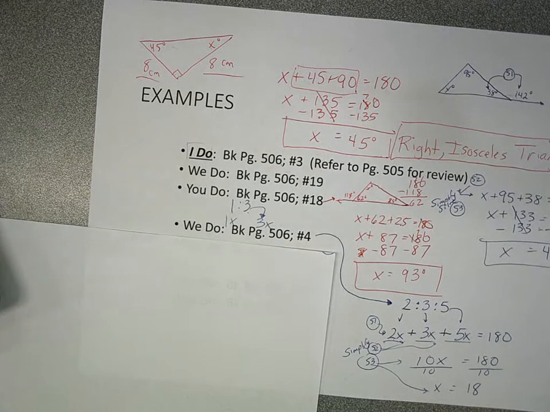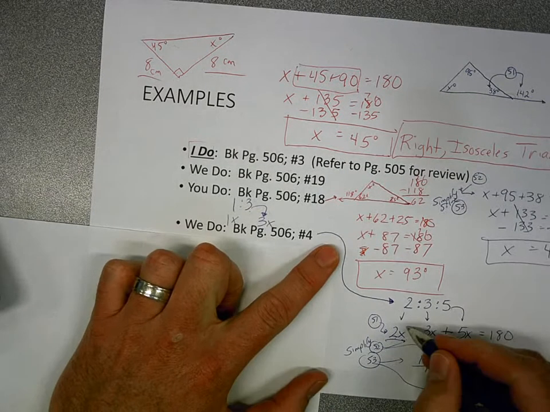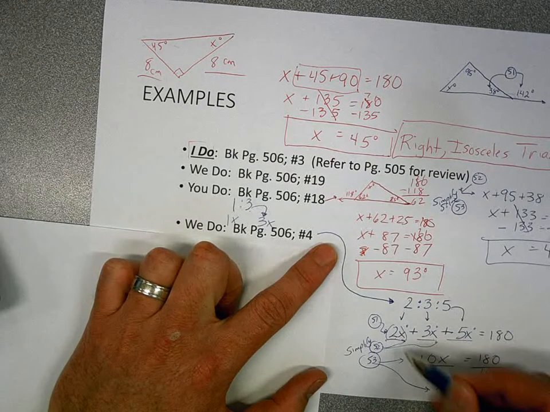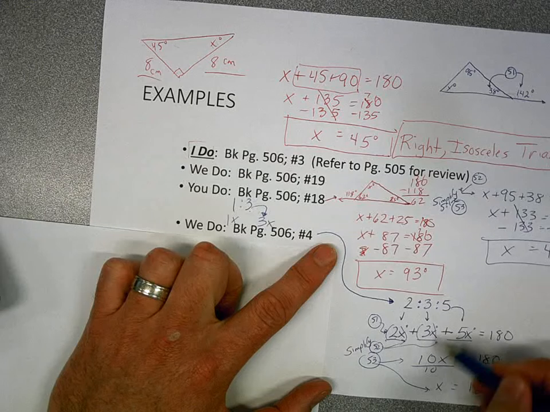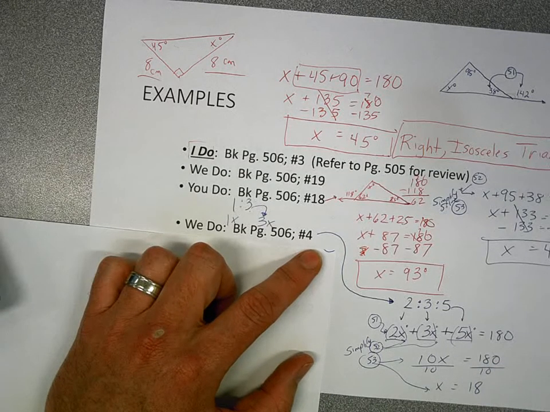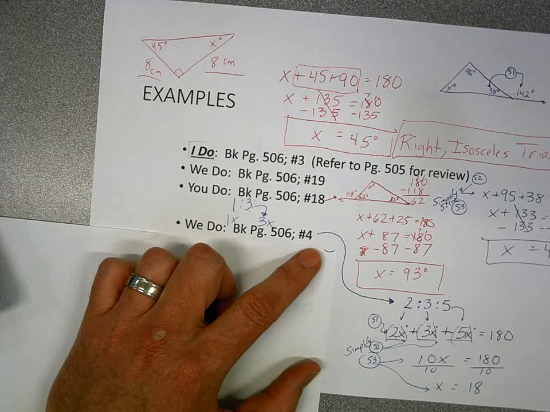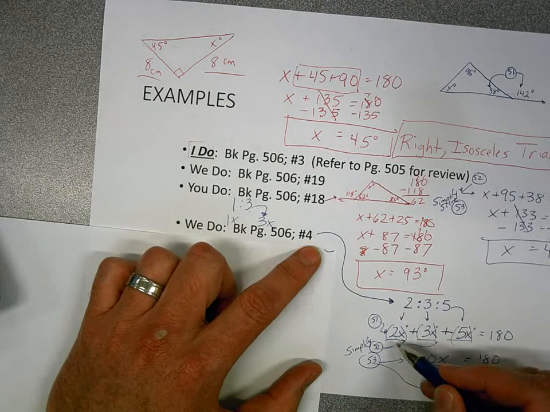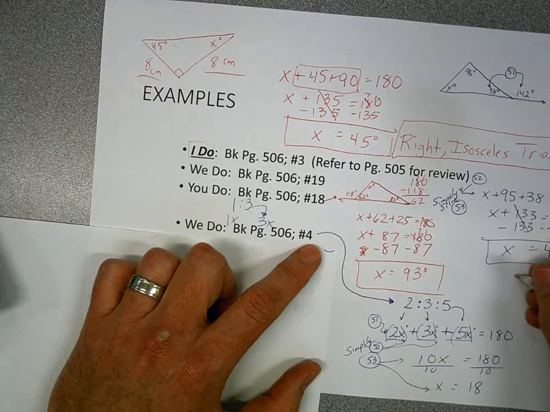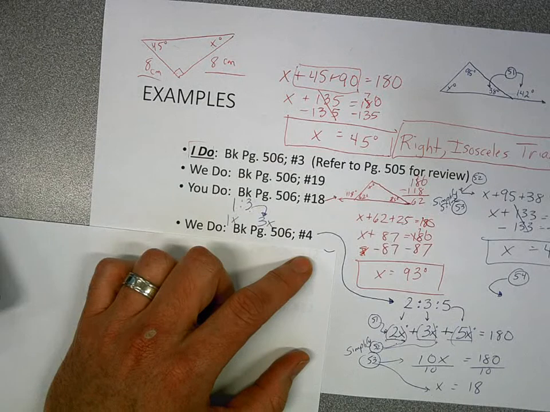Now here's the thing. It says, what are the measures of the angles? We just found the value of x. But these we added up because 2x is one of our angles, 3x is another one of our angles, and 5x is another one of our angles. x is not an angle. So one of the angles is double what x is. So guys, step 4, find your 3 angles.